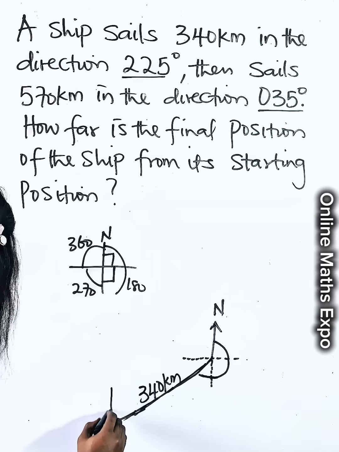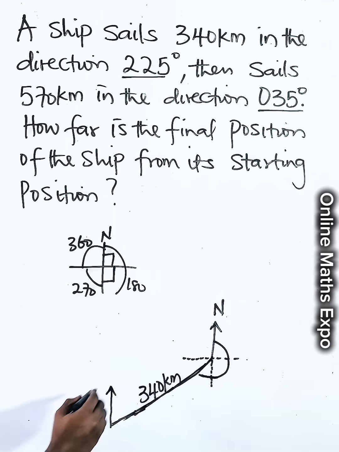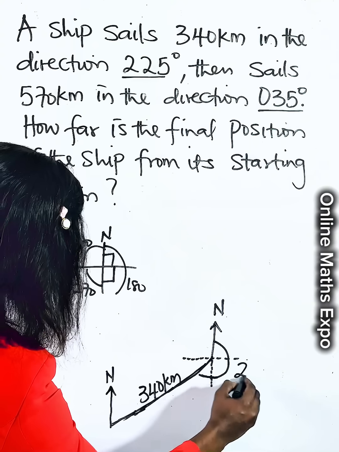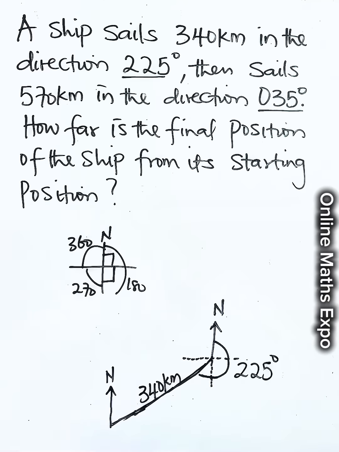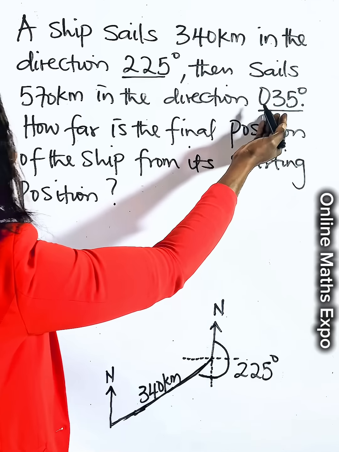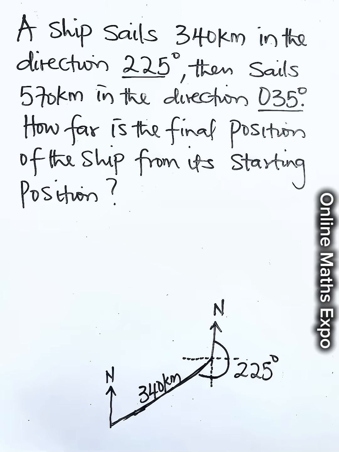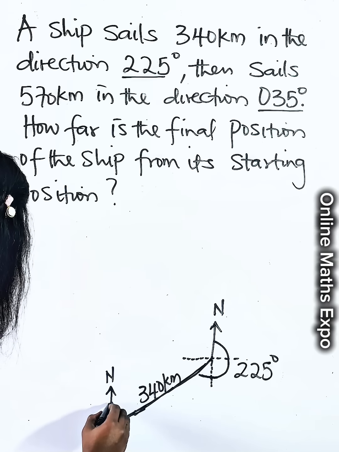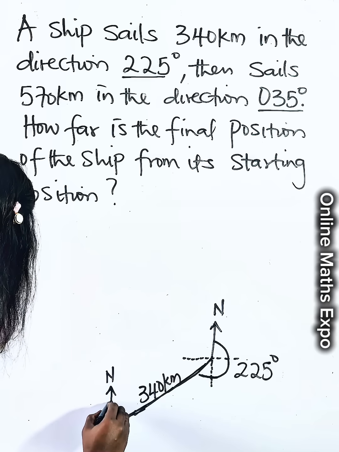So when you stop, introduce your North Pole. It's very important. And please remember to label 225 degrees. Now, what do you do next? It also says again 35 degrees. Remember we said it starts from the north. So 35 degrees should be from the north, just a bit.